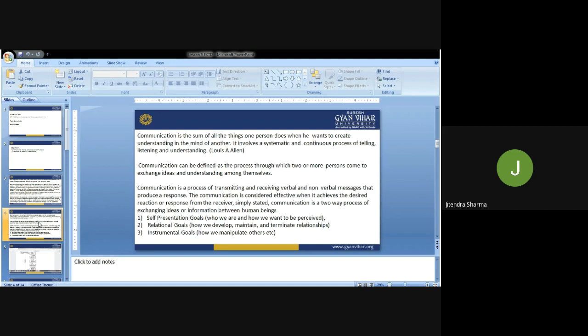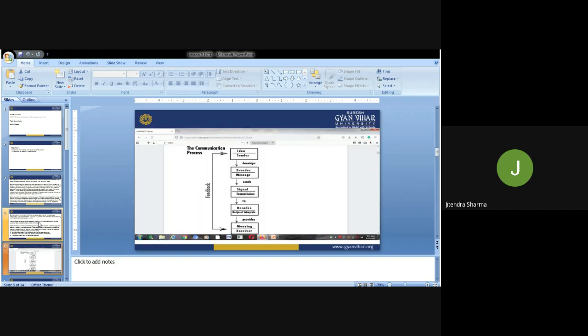And then there are three basic goals: the self-presentation goal, the relational goal, and the instrumental goal. These are all between human beings, where exchange of ideas is there. So these all are very important things. And then we have the process of communication: the sender generates the idea, then develops and encodes it in the form of a message. Then it is sent through signal transmission, then decoded by the recipient, and then the meaning and understanding is reached by the receiver. So this is the process actually.